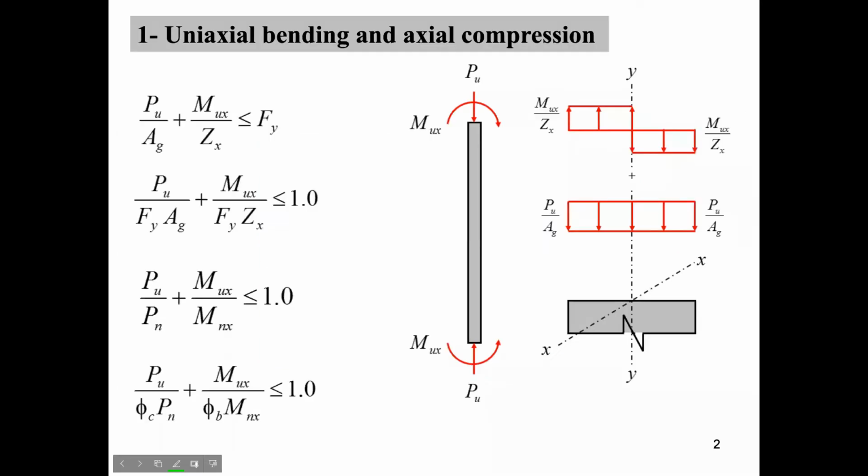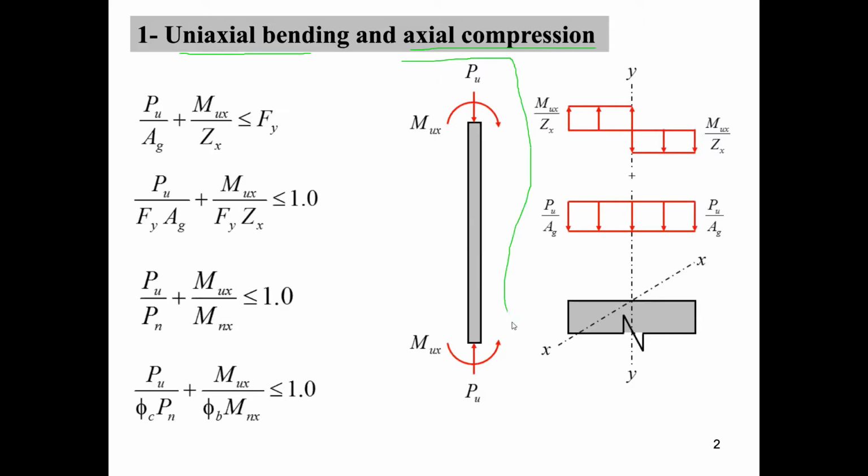As we mentioned earlier, beam columns are structural members subjected to axial compressive force and bending moments. Now let's get started with uniaxial bending and axial compression and consider the following beam column and assume that the beam column is braced in a way that buckling occurs about the x-axis. Uniaxial bending moment is a moment that acts on one axis of the cross-section.